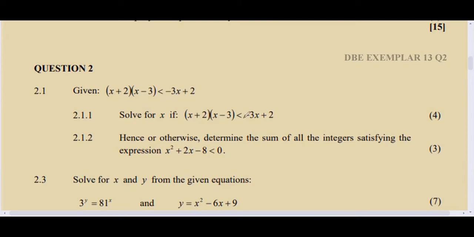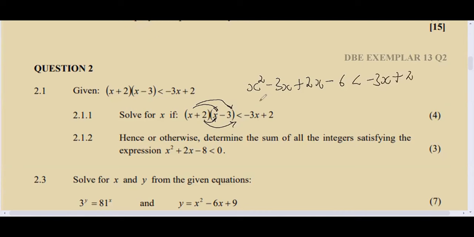Obviously, the first thing that we need to do with this one, we can see that this is in brackets, so we need to FOIL this. So we do our FOIL method here. Then this will give us x squared, then x plus that, it's minus 3x, then plus 2x, then minus 6 less than negative 3x plus 2.